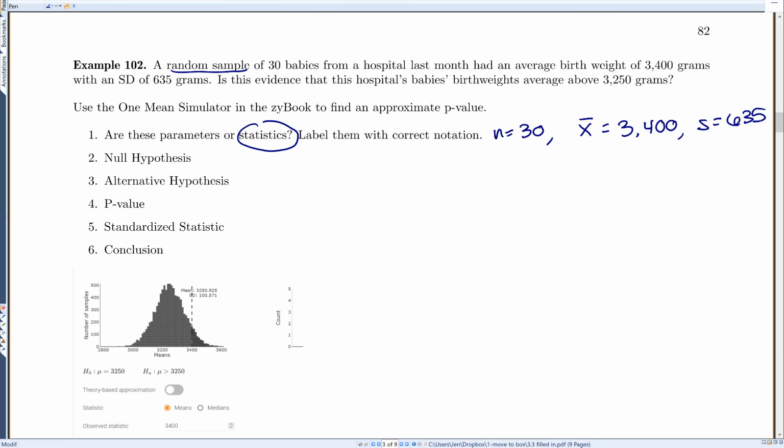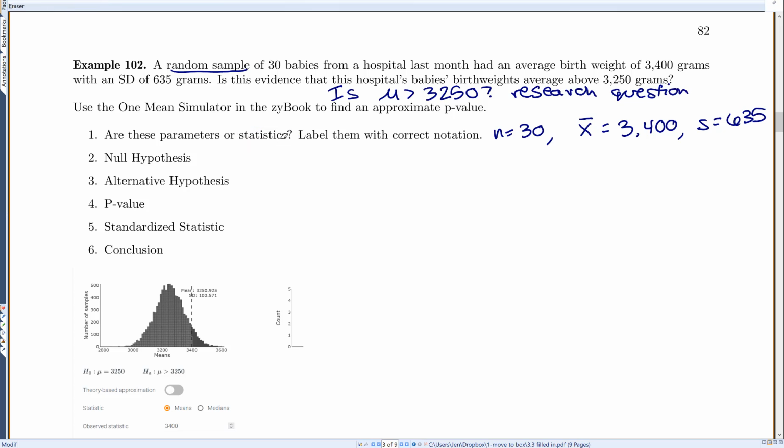And what we want to know is, I actually like to write this out, so I want to say something like, is my population mean greater than 3250? So basically, that's my research question. Sometimes writing out the research question can help me figure out what numbers to put into my applet.